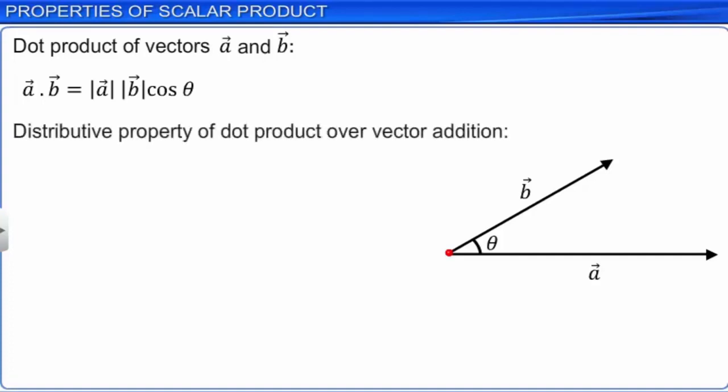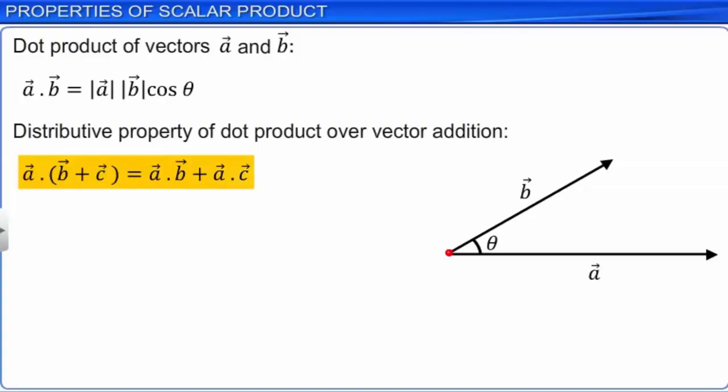The dot product of vector A with the sum of vector B and vector C is equal to the dot product of vector A and vector B plus the dot product of vector A and vector C. This property is called the distributive property of dot product over vector addition.